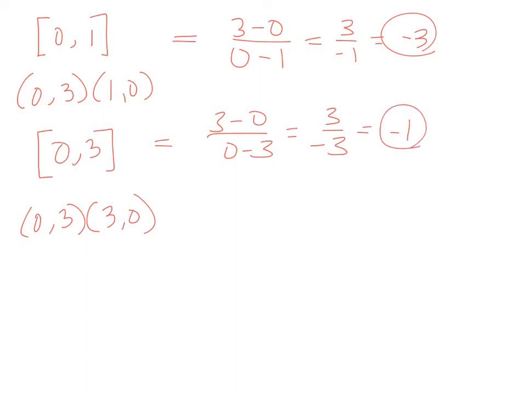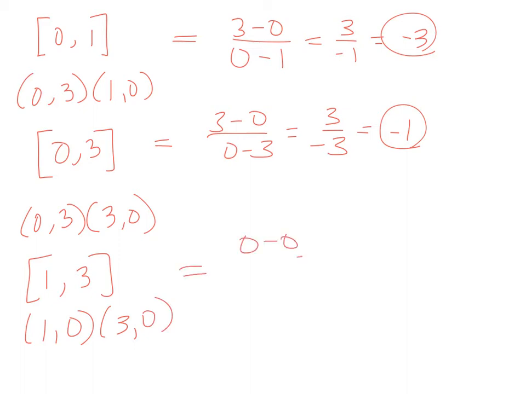And the last interval it's asking for, 1, 3. Going to read my graph, finding the ordered pairs. X equals 1, y equals 0, and x equals 3, y equals 0. Change in y over change in x. Okay, those are your intervals.